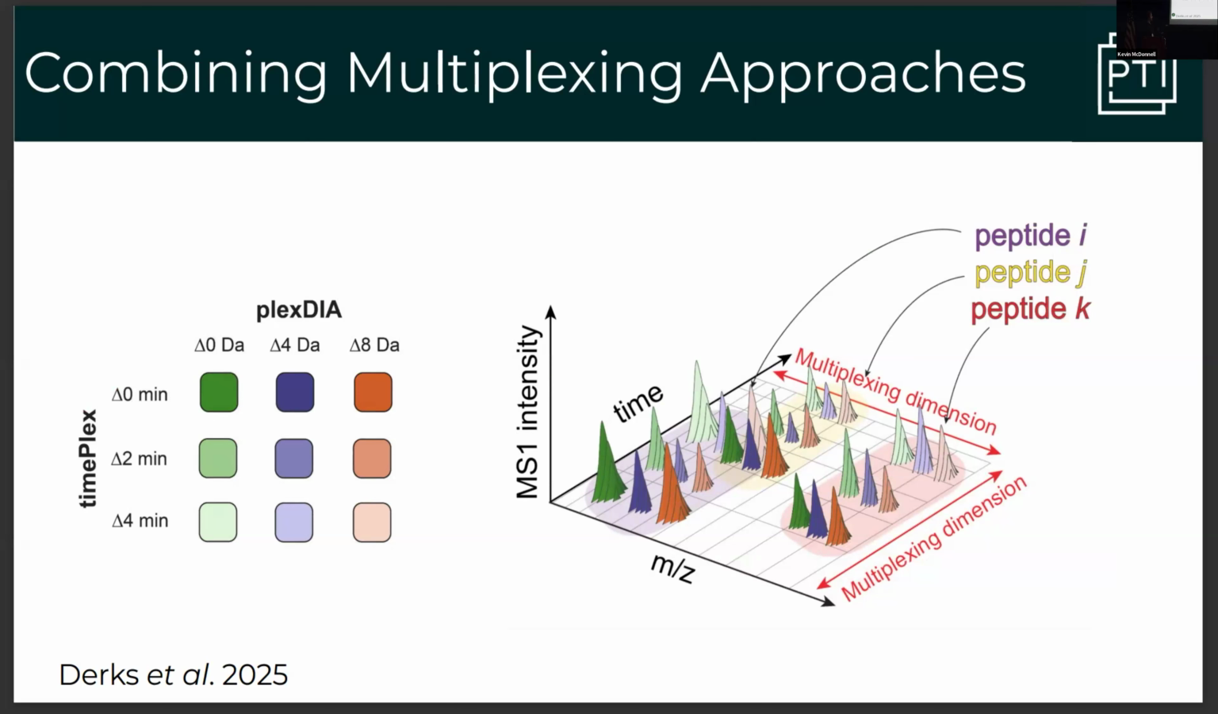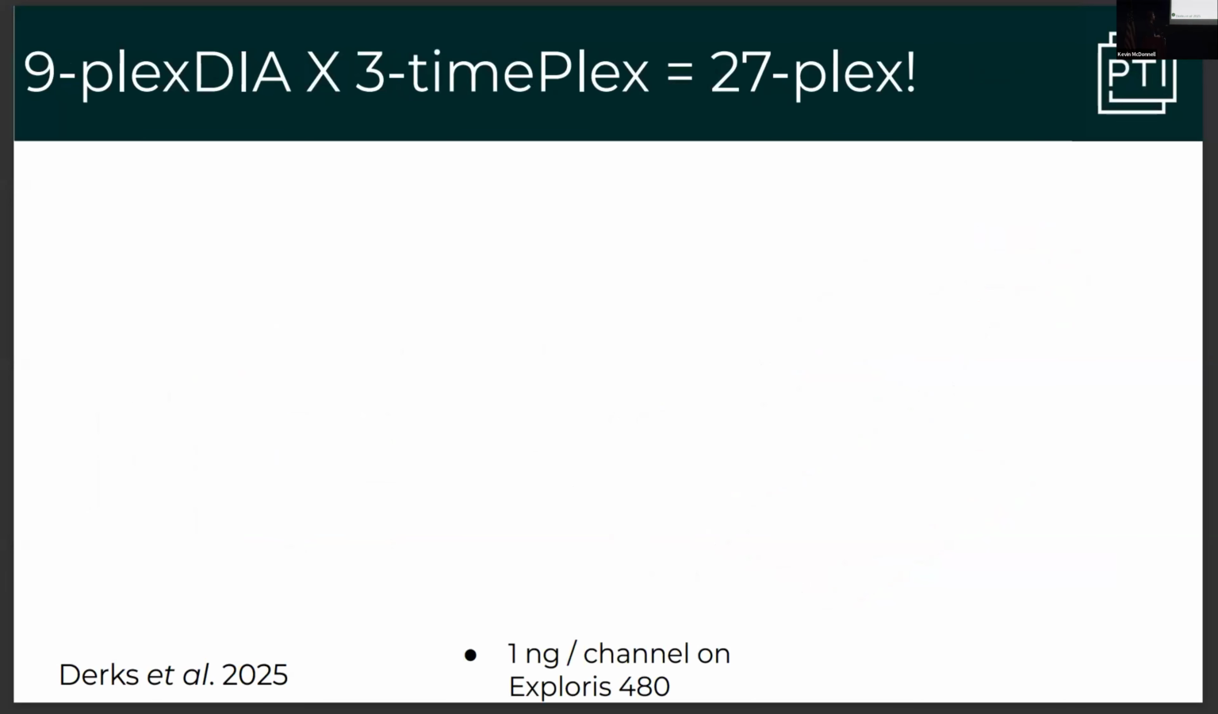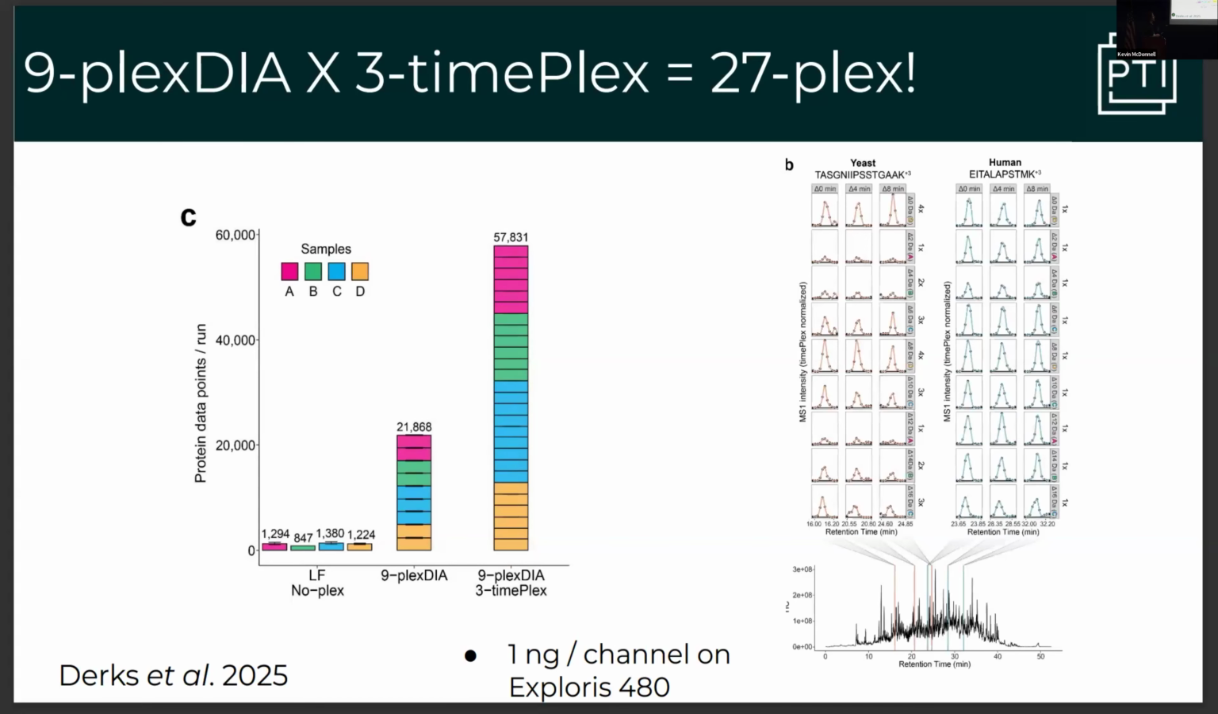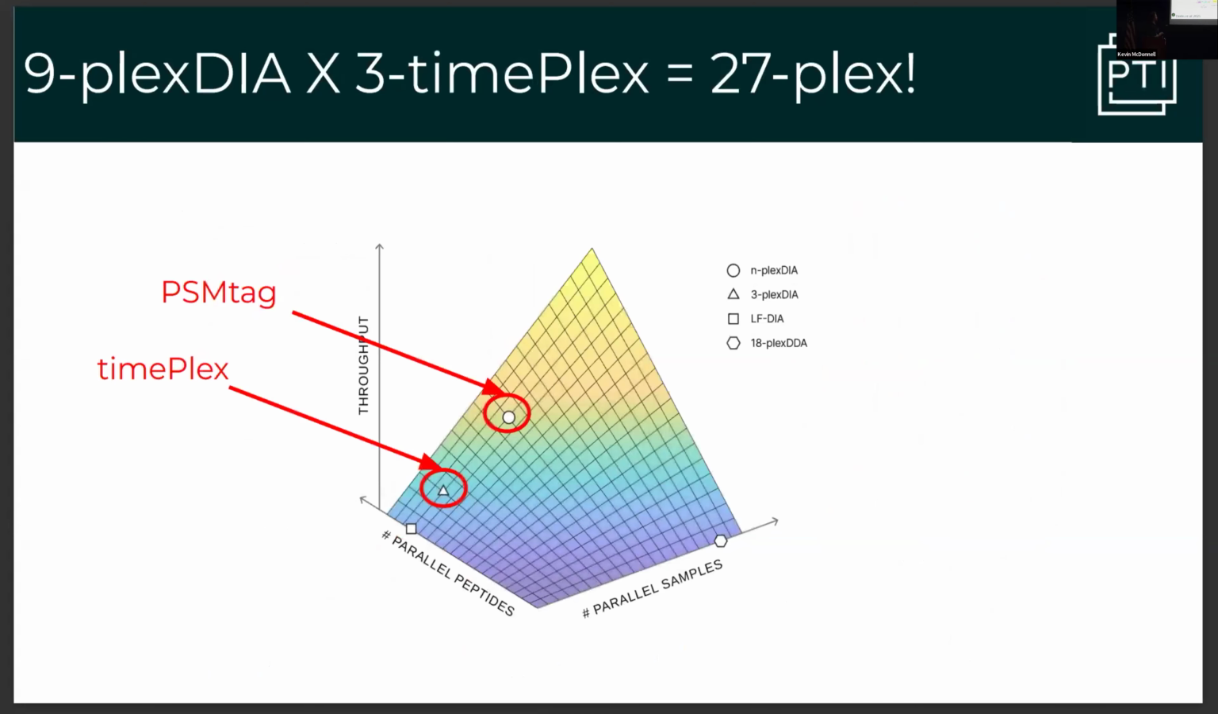And of course, it begs the question: I've just talked about 9-plex in the mass domain, and I've talked about time-plex. Can we combine those approaches? That would effectively give us a 27-plex. This is data acquired at 1 nanogram per channel on an Exploris 480. You can see label-free, then the protein data points, 9-plex DIA, and then this 27-fold increase in throughput for a single run. Here are some of the chromatograms acquired by time-plex. You have the human traces with a consistent quantity because they're spiked in at the same amount, and you have the variable quantities of the yeast.